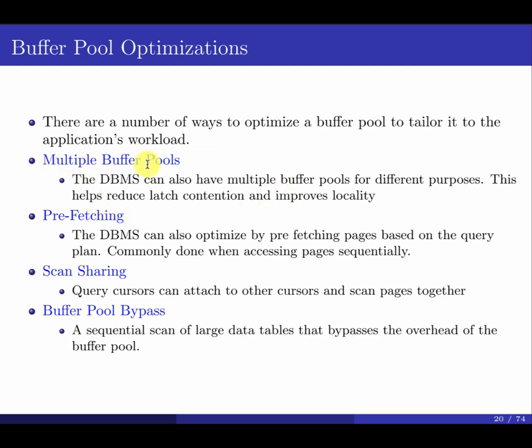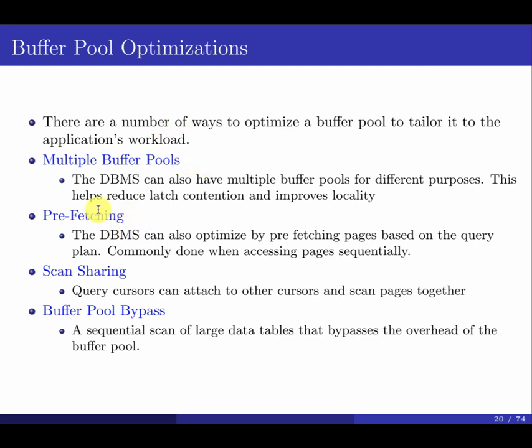The first one is multiple buffer pools. We can have more than one buffer pool. If you work with databases, you know that you can assign this. You can increase the size of the buffer pool, and you can have multiple buffer pools that work at the same time. You can assign a buffer pool based on the database. If you have two or three databases open, for every single database, I can assign a specific buffer pool that handles access to this database.